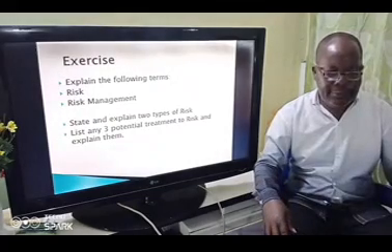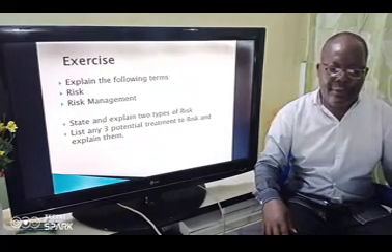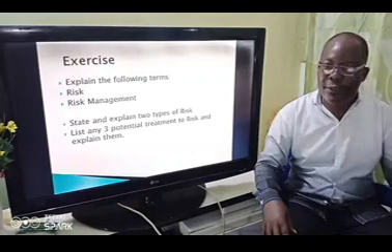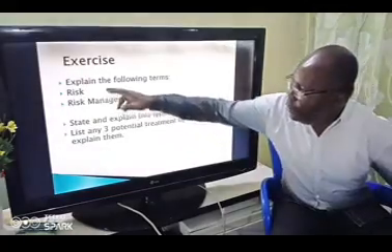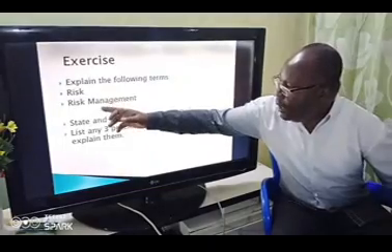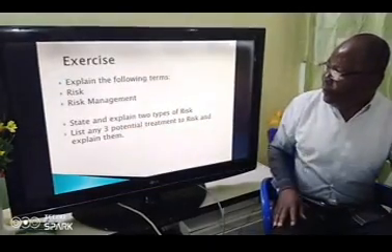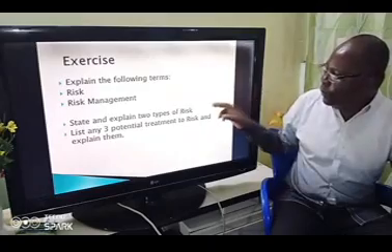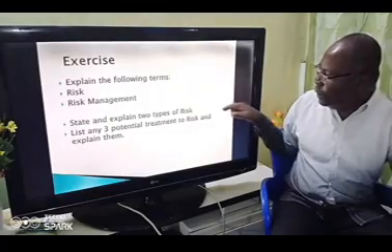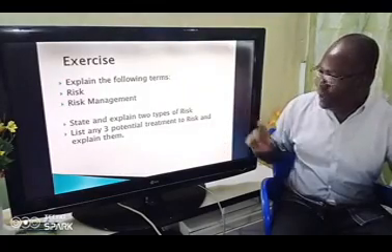Lovely friends, take your book and do this exercise. Explain the following. The very first one is explain the term risks. Then you also explain what is meant by risk management. Then state and explain two types of risks. List any three potential treatments to risks and then explain them.